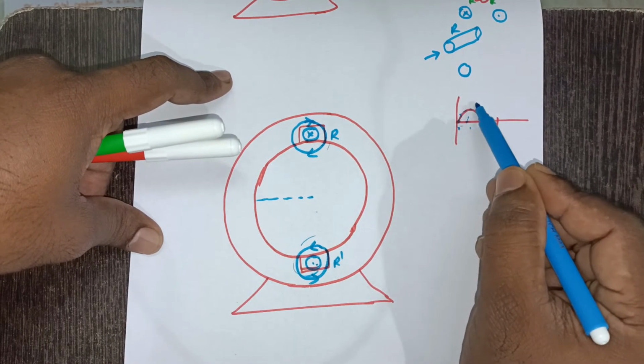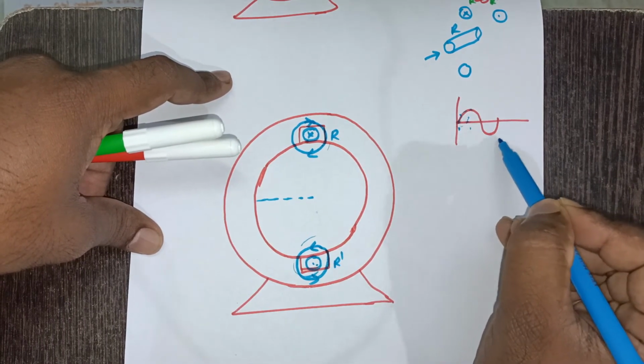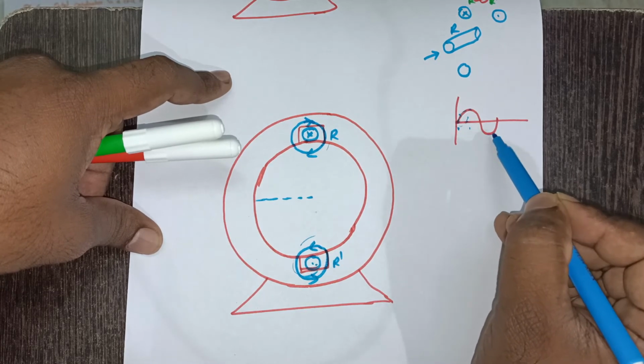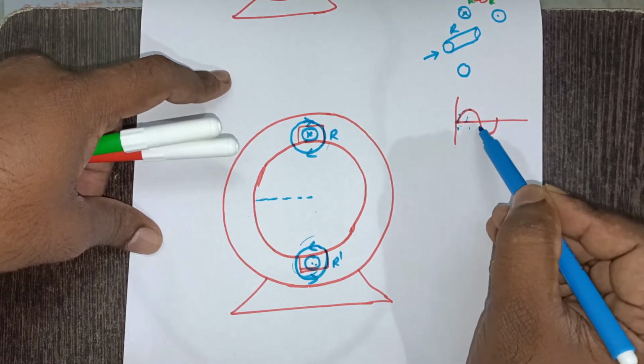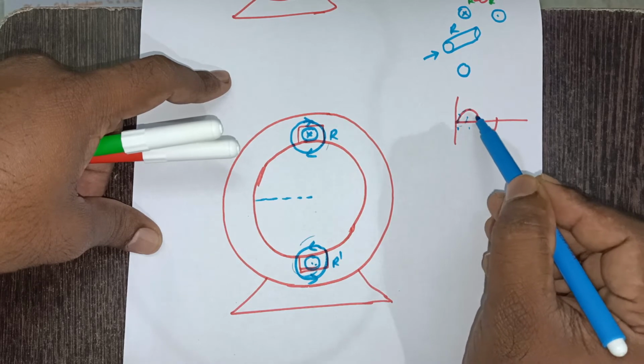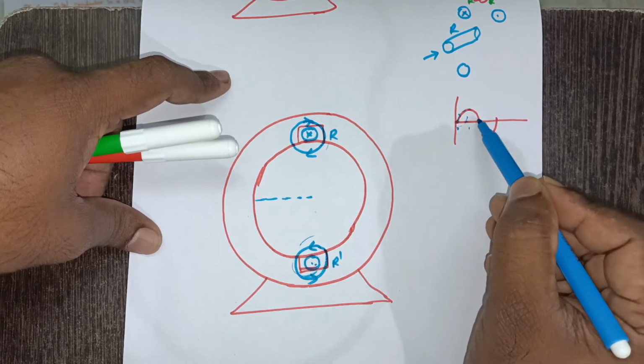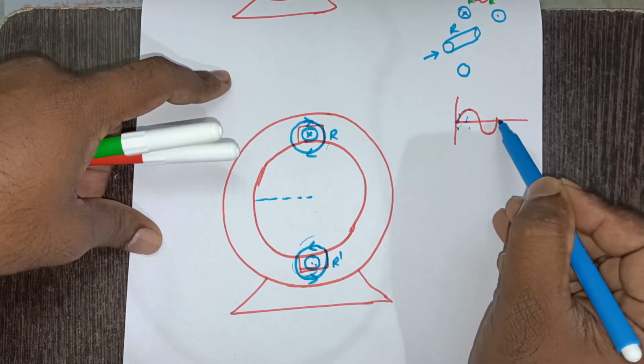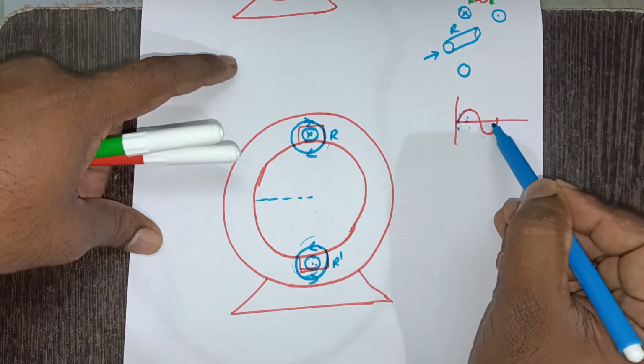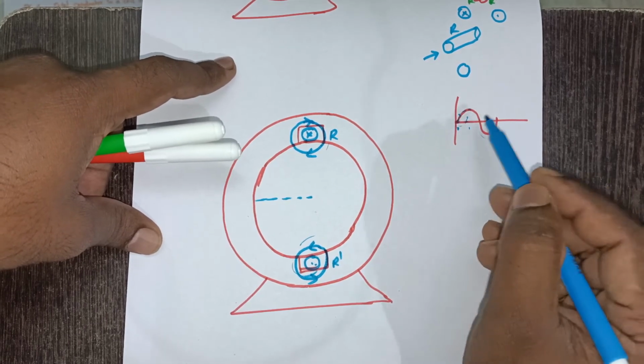So after completing this positive half cycle, what happens? Immediately the negative half cycle starts. So whenever the negative half cycle starts, I can say current is flowing in the opposite direction, right? Previously it is a positive half cycle, now it is a negative half cycle. So therefore I can say it is the opposite current. If it is the opposite current, then what happens?